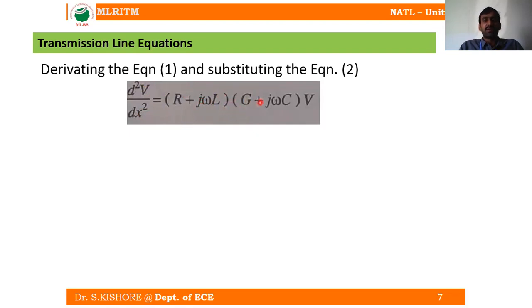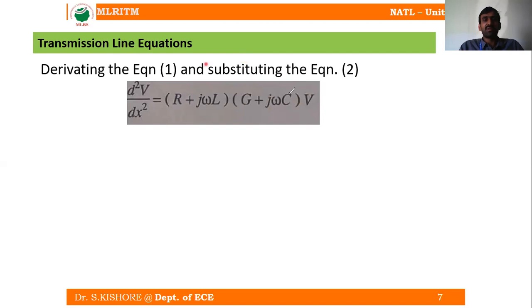Di by dx. So what is the value of di by dx here? Di by dx is going to be equal to G plus j omega C into V, as it is a minus, so G plus j omega C into V here. So we are going to get equation 1. How did we obtain this equation? By differentiating equation 1 and substituting the value of di by dx. Minus di by dx is nothing but G plus j omega C into V. That is the same equation I have substituted here.